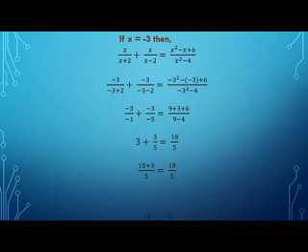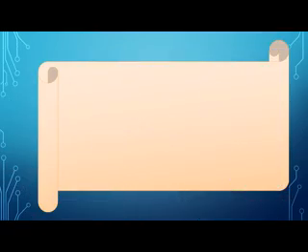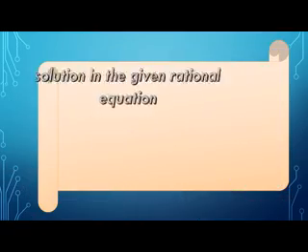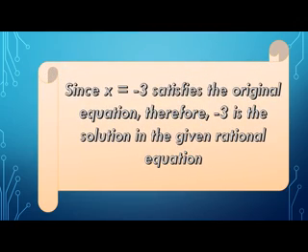Simplify, it will become 18 over 5, which is equal to 18 over 5, which makes this equation true. Since x is equal to negative 3 satisfies the original equation, therefore negative 3 is the solution in the given rational equation.